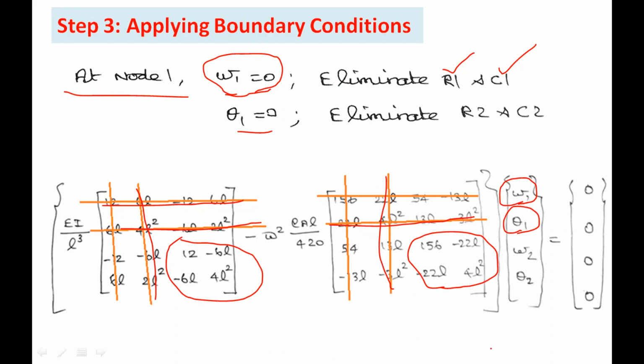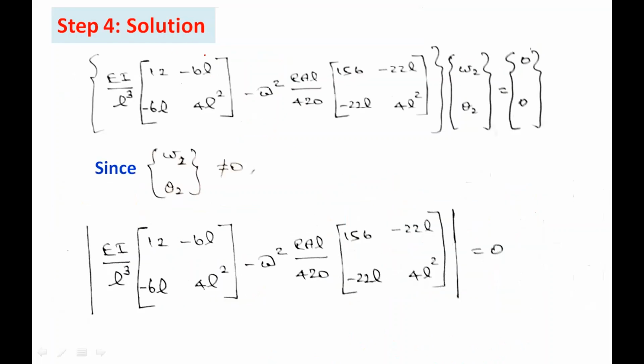Let us see. After eliminating these 2 rows and 2 columns, the remaining we will get is only a 2 by 2 matrix like this. So in the solution stage, this is the 2 by 2 stiffness matrix, and this is the 2 by 2 mass matrix. Since no numerical values are involved, this is just like a derivation. So EI by L cube times 12, minus 6L, 4L square, minus omega square rho AL by 420 times 156, minus 22L, minus 22L, 4L square, with W2, theta 2 and a 0 matrix.